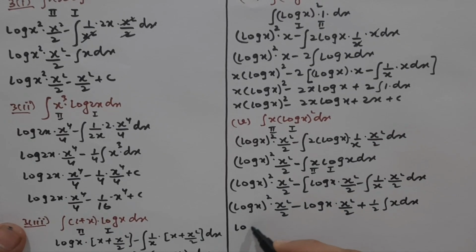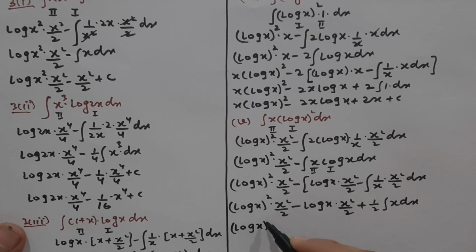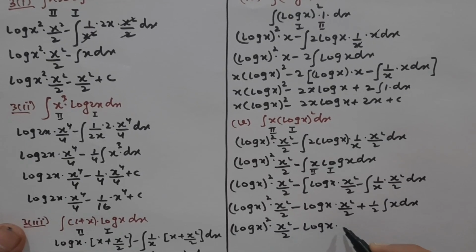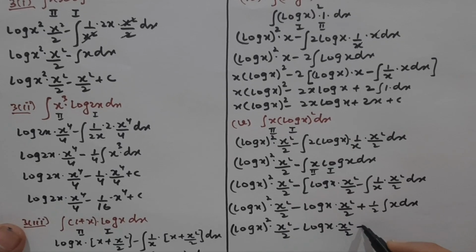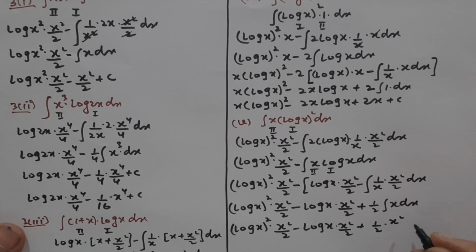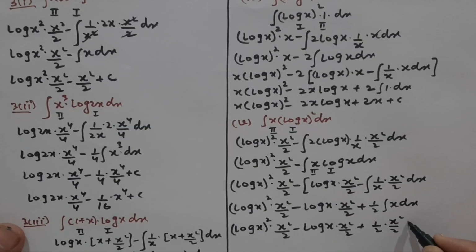So on solving it, (log x)² into x² upon 2 minus log x into x² upon 2 plus 1 upon 2, now the integral of x is x² upon 2.